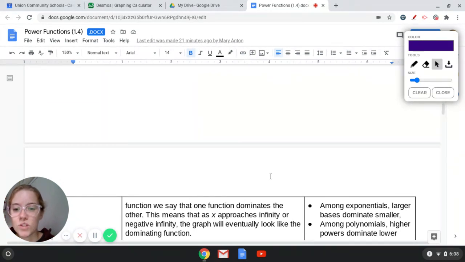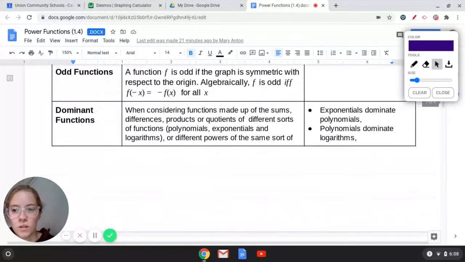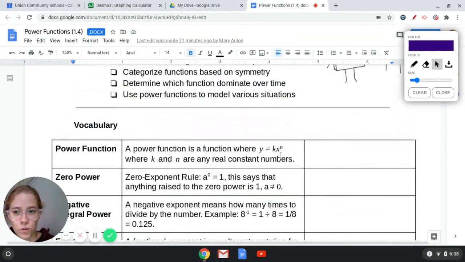So there's just a basic definition here. And we'll talk about what this looks like. We'll graph things in Desmos. And that's it for vocab and introduction.